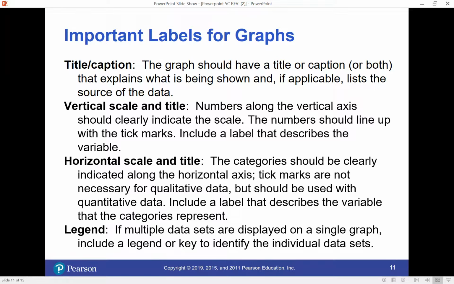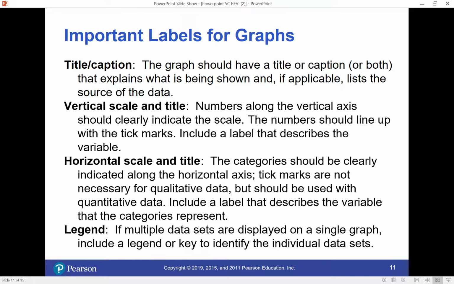So what's it representing? Is it time in years? Is it grades, A, B, C, D, F? Is it grades based on scores? You want to have a tidy scale for that horizontal axis. But remember, tick marks are not always necessary depending on what you're putting in there for your data.